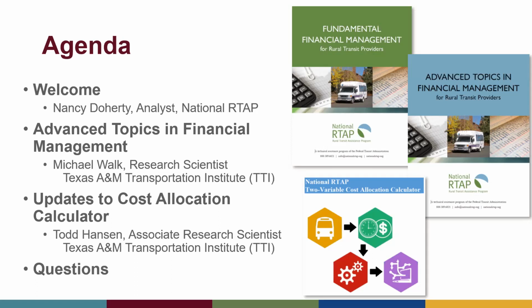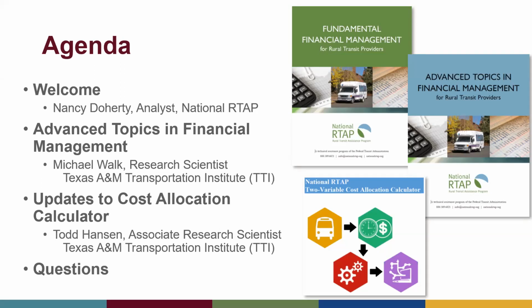It also provides background and context for our two variable cost allocation calculator, which is why we're introducing both of these topics today. The pricing and operating sponsored service chapter, the second chapter in the book, discusses pricing and setting up agreements with third parties, such as human service agencies, and utilizing revenue and sponsored service in the context of federal grant requirements.